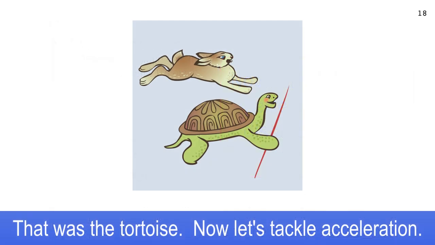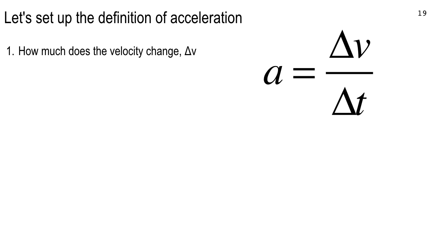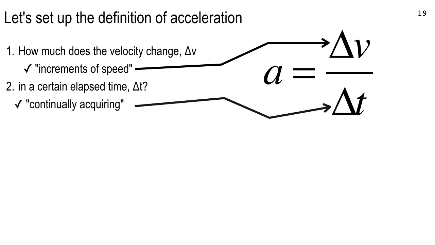Now that's the tortoise. We're going to talk about an accelerated system. We already made it, a distance triangle. Let's go into it in detail. All right, so here's the velocity formula. And this is related to what we attributed to Galileo, that the amount of velocity change or increments of speed, delta v, continually acquired over some elapsed time, delta t. So that's continually acquiring over some delta t.